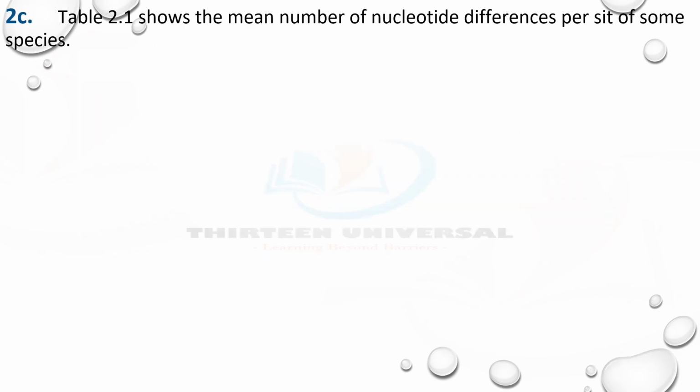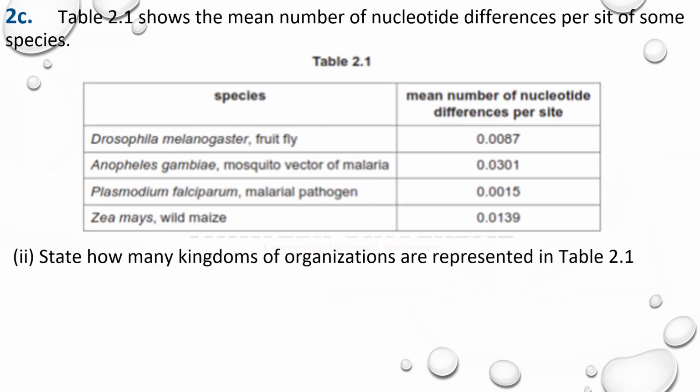The next question says table 2.1 shows the mean number of nucleotide differences. I think we've done it, so it's repeating the same thing. State how many kingdoms of organisms are represented in table 2.1, guys. How many kingdoms are represented? Drosophila melanogaster is an insect, a fruit fly. A fly is an insect. That's Animalia. Animalia is one. Anopheles gambiae, mosquito, vector. So a mosquito is also Animalia. That's still one kingdom. They belong to the same kingdom. Plasmodium falciparum, protoctist. And then sea maize is Plantae. Protoctist, Animalia, and Plantae. That's three kingdoms.